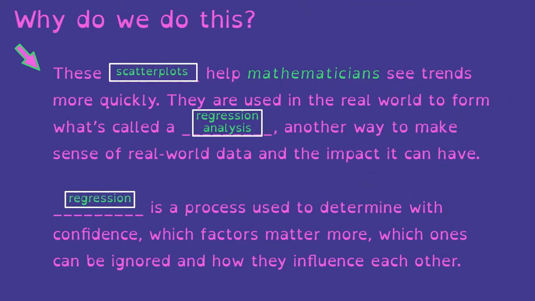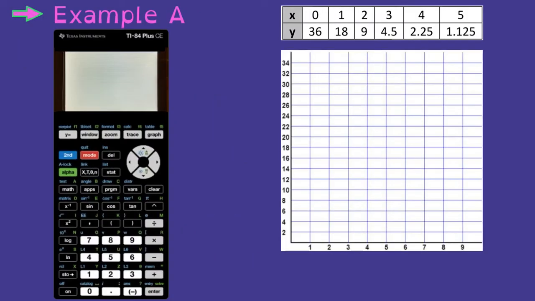The process in which they create the analysis is a regression process used to determine with confidence which factors matter more, which ones don't, how they can be ignored, or how they influence each other. Okay, so let's get started with some examples of how we're going to find different regressions, mainly the three that we've discussed today. I'm going to show you three different regressions along with three different methods to find them.